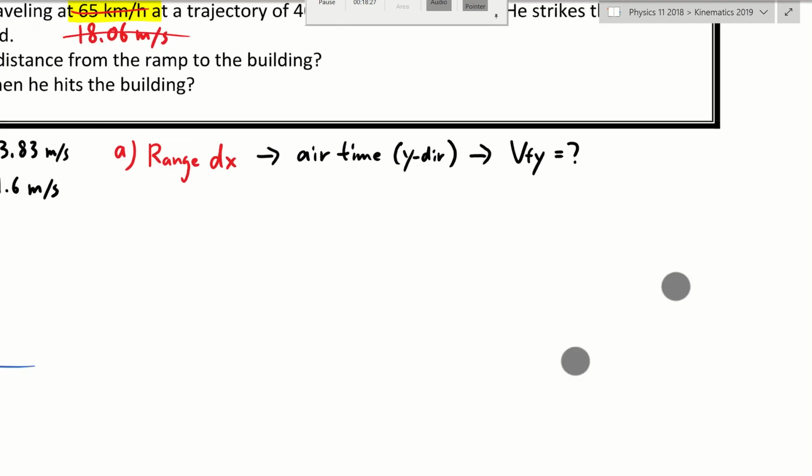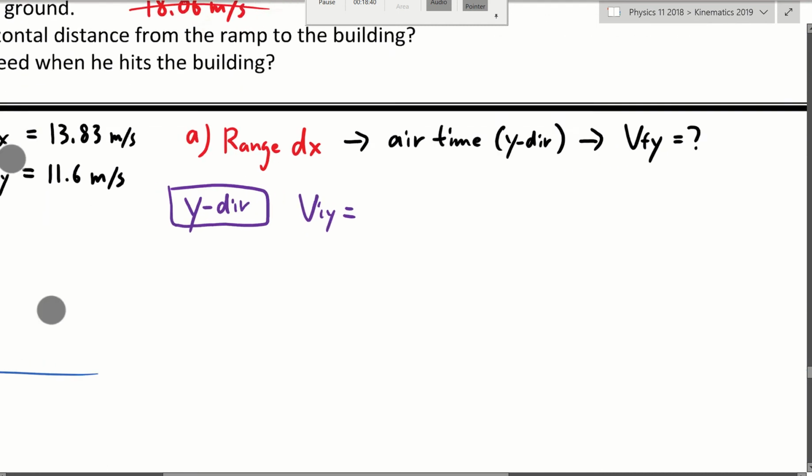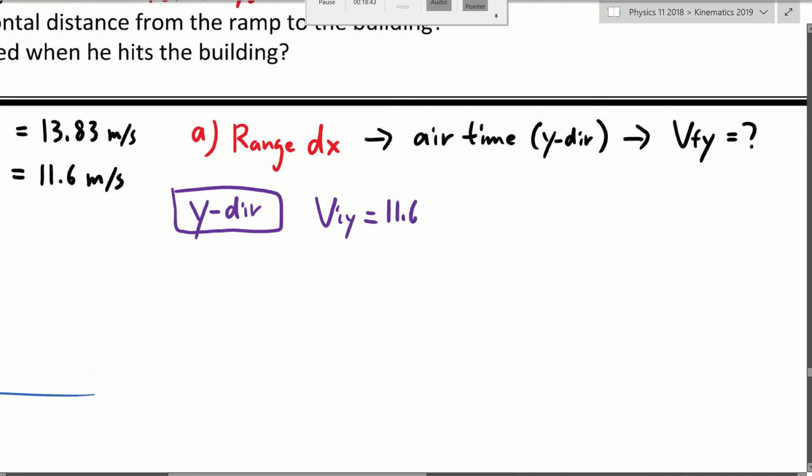So if you're doing this on your own, you then have to realize that this is what you're doing. So you're actually in the y world right now. So in this y world, you have v initial y, which is 11.6. So that's not bad. Acceleration is negative 9.8. V final y, I don't know. That's what I'm looking for.